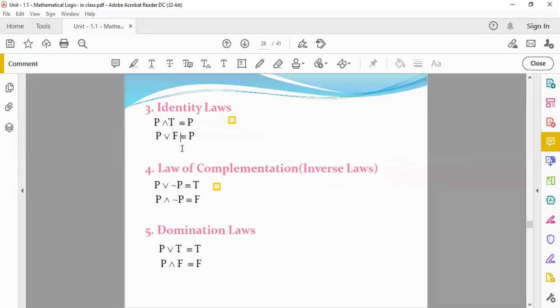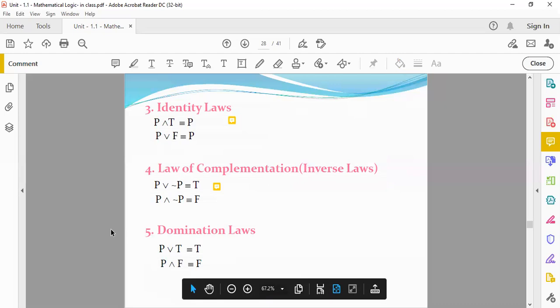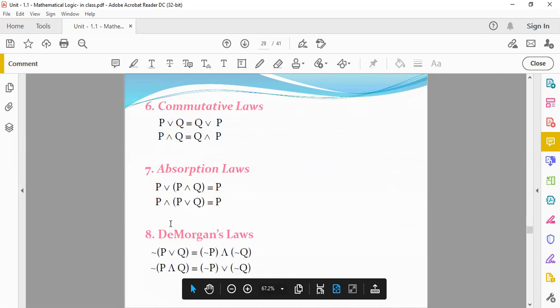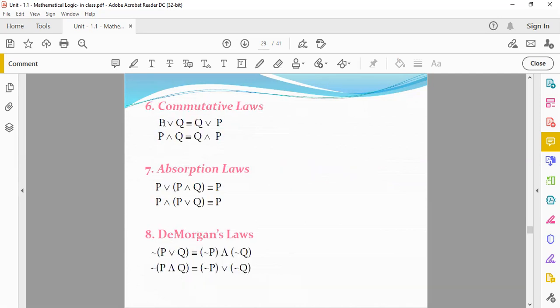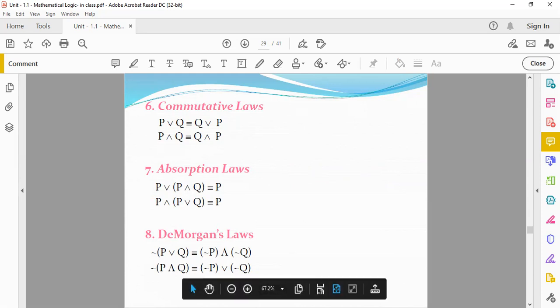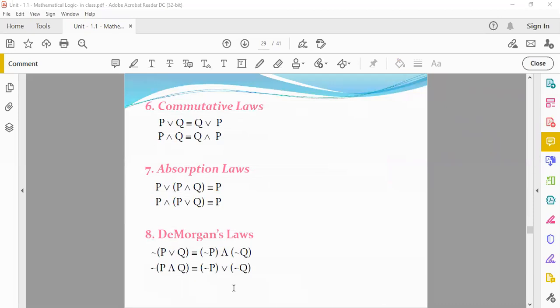So like that we have lots of concepts. We have the domination law: P or T equal to true, P and F equal to false. And already we know what the commutative law, the absorption law and De Morgan's law are. But I want to read them out one by one, so I will ask one person to read out.